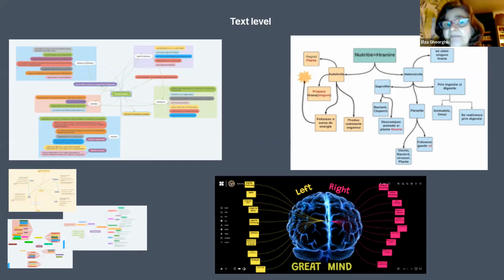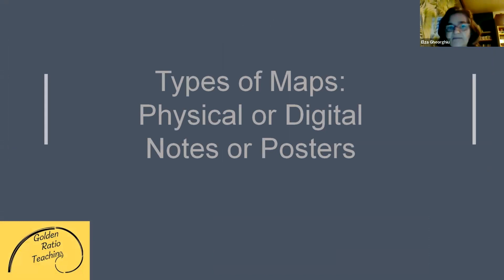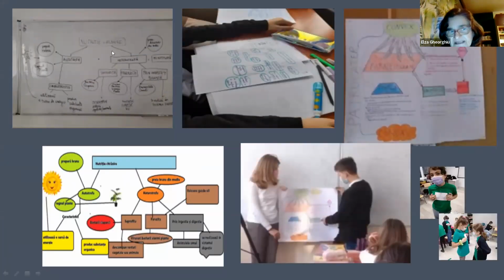Okay, so this is mind mapping at the text level. And this is mathematics. They are physical and digital, using digital tools. And this is mathematics on the rectangles. And this is biology on nutrition. And this is psychology. All right, so let me see what else I've got here. Types of mind maps: physical or digital, notes and posters. Physical on the board, physical in the notebooks, physical as a poster, and this is digital.